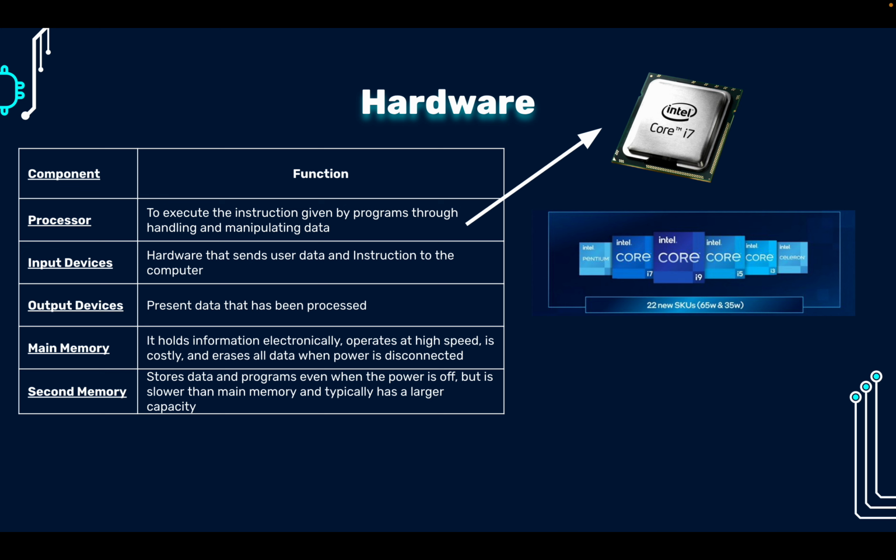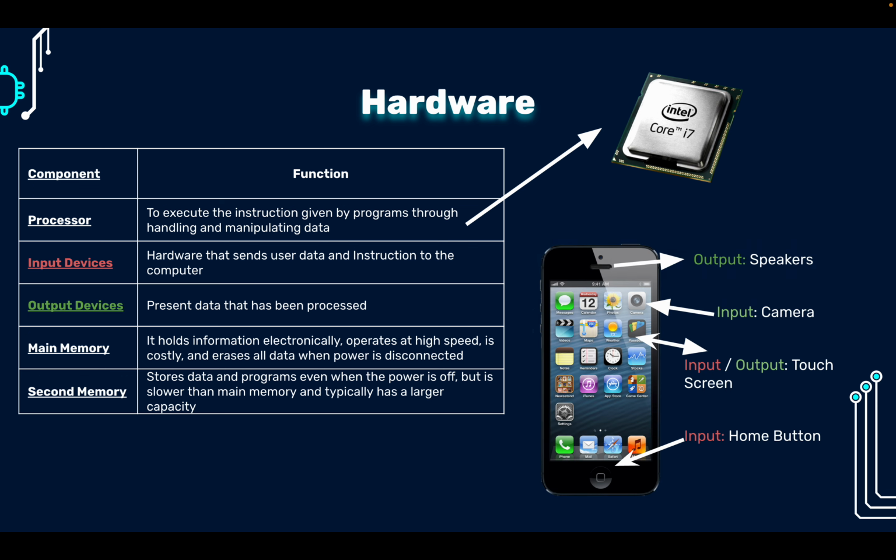Next, we're going to talk about the input and output devices. Input devices are used to input data into our system, while output devices present data. Let's look at some examples. The image shown on the right is an iPhone 4, which is considered outdated compared to the iPhone 15 right now. Here we can see the different input and output devices.